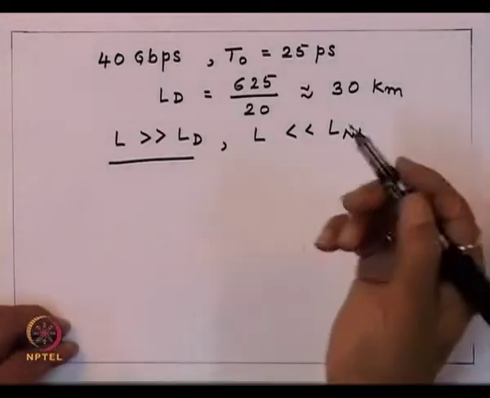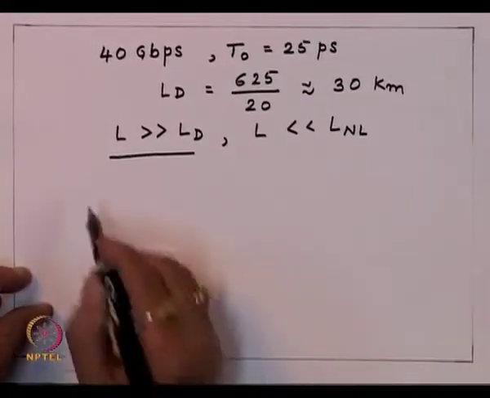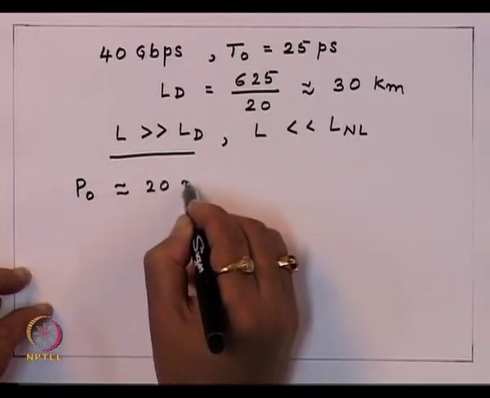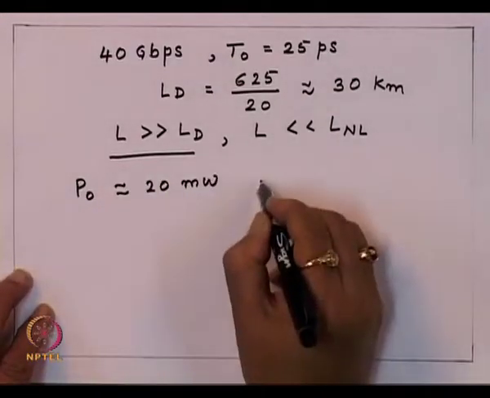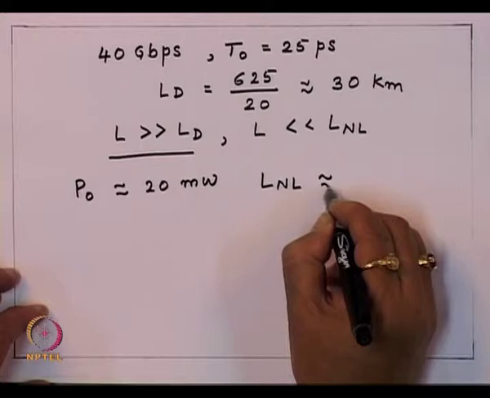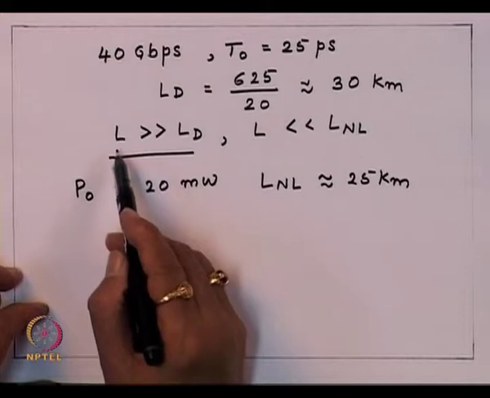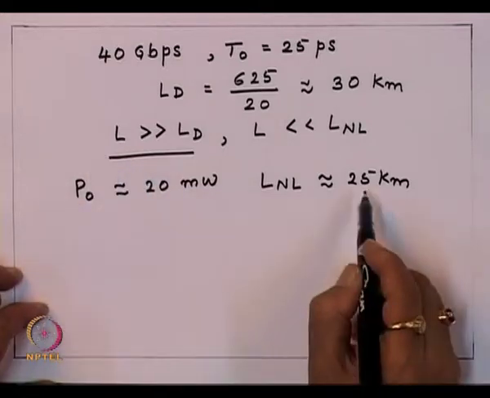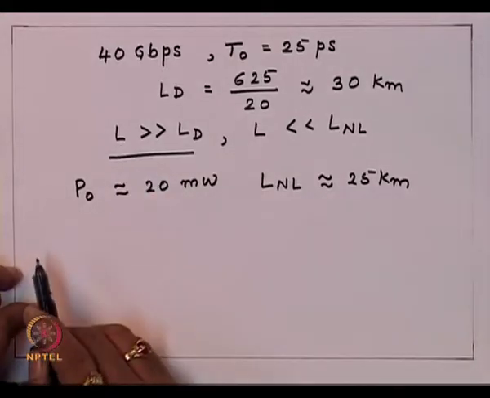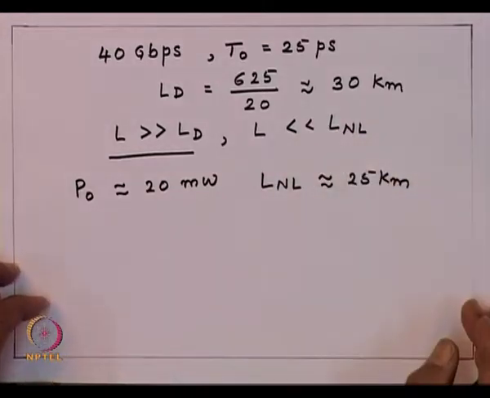But if we increase the power of the pulse from 2 milliwatts to, let us say, 20 milliwatts, so P0 is about 20 milliwatts, then the nonlinearity length will reduce from 250 kilometers to 25 kilometers. Then with a link length of 100 kilometers, the nonlinearity length also becomes much smaller than the physical length of the fiber, and the dispersion and nonlinearity both will start playing a role in the pulse propagation.